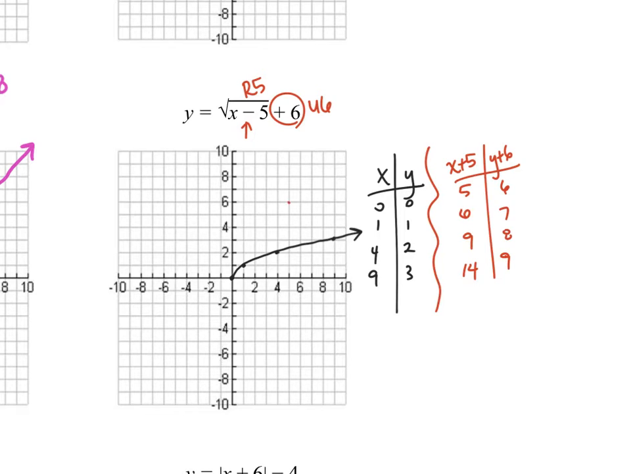5, 6, 6, 7, and then I have 9, 8. So this red graph is my y.